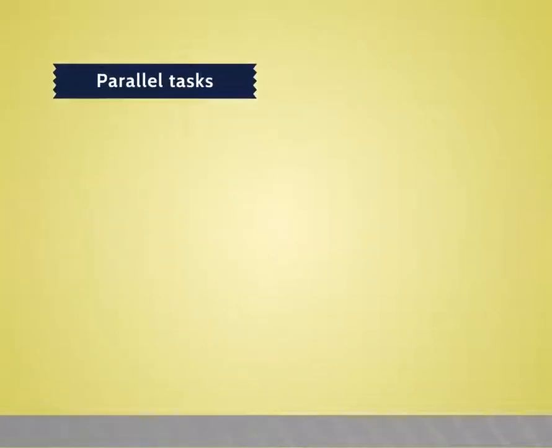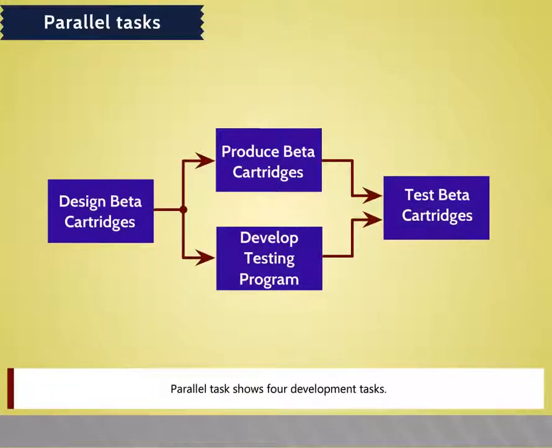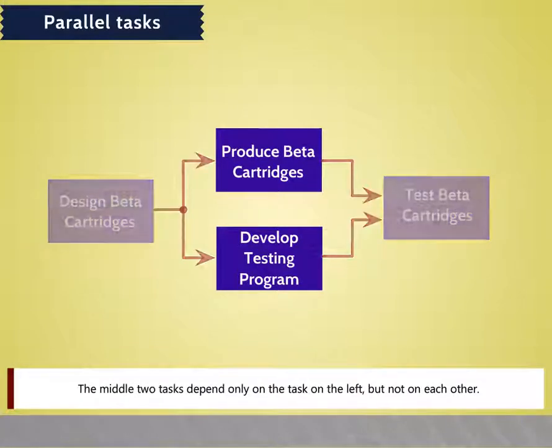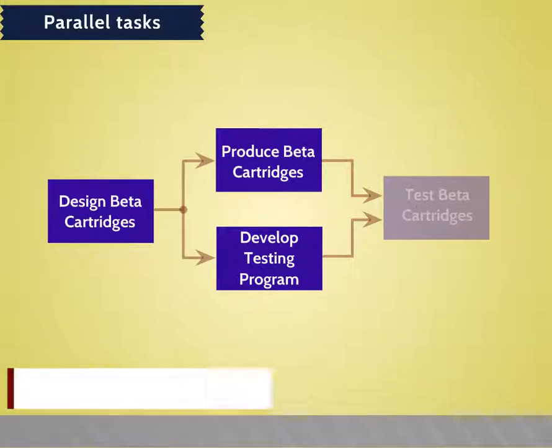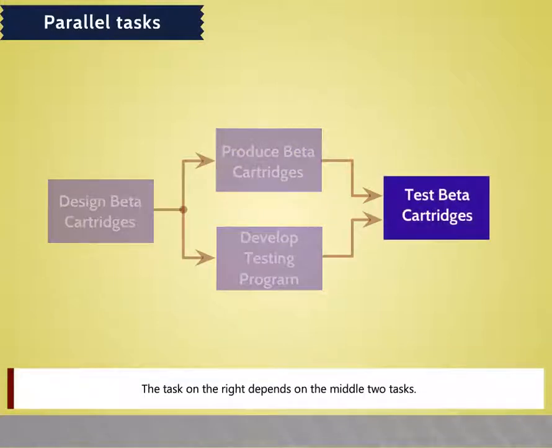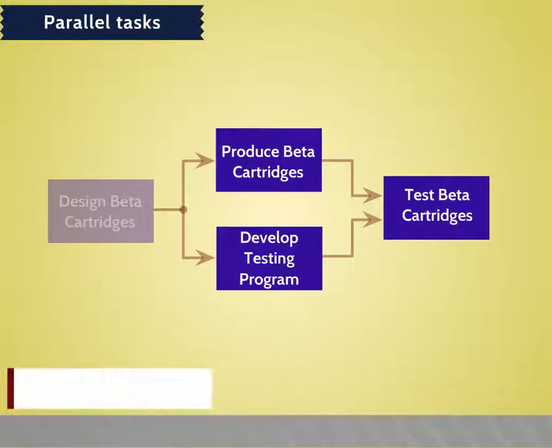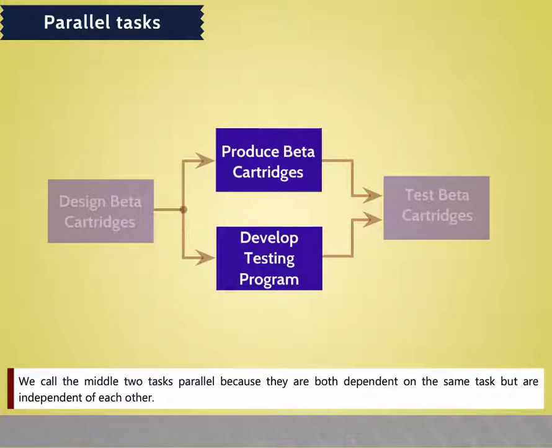Parallel task. Parallel task shows four development tasks. The middle two tasks depend only on the task on the left but not on each other. The task on the right depends on the middle two tasks. We call the middle two tasks parallel because they are both dependent on the same task but are independent of each other.